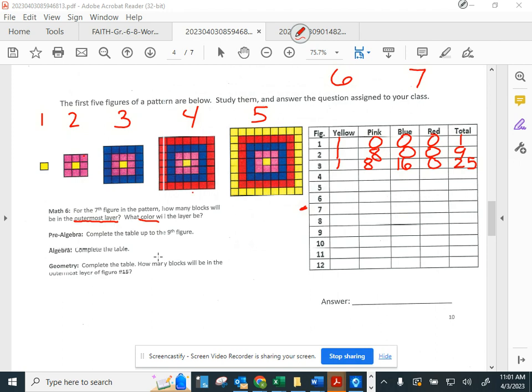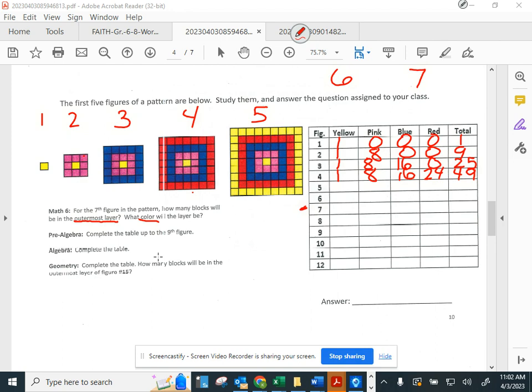Now let's look at figure 4. Still 1 yellow, 8 pink, 16 blue. How many reds? 24. How many altogether? 49. So let's look at figure 5.